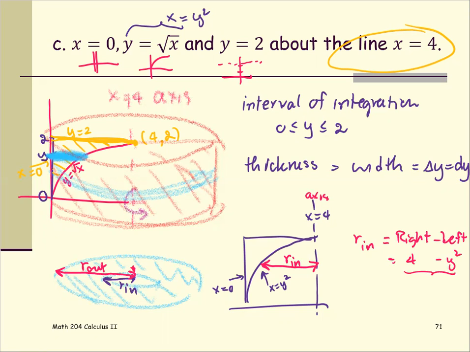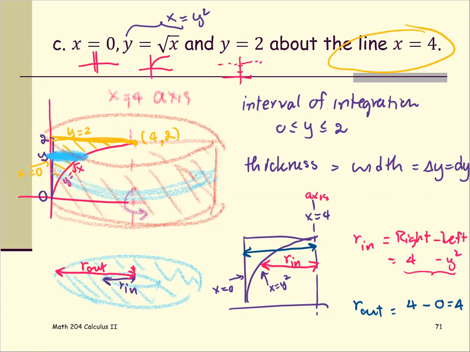And for the outer radius, we're going to measure from the axis of revolution to the furthermost part of the region. So I'm going to write here. For the outer radius, the right part would be 4, which is the axis of revolution, minus the left part, which is 0. So R out, or the outer radius, is just 4.